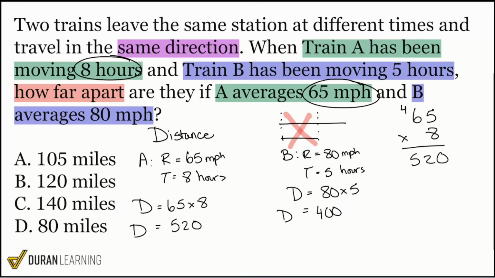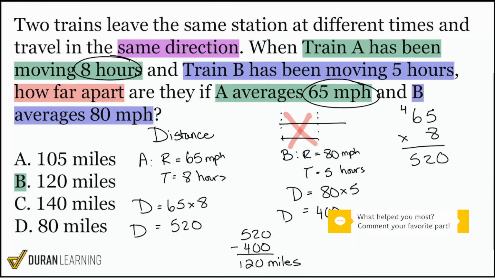And like we said, because they're moving in the same direction, starting from the same spot, we can subtract those distances, because that's going to give us just this part over here. Just that is what we want. So 520 minus 400, that's going to leave us, my party people, with 120 miles. That reflects answer choice B, and that is the distance between these two trains after those time periods of movement.